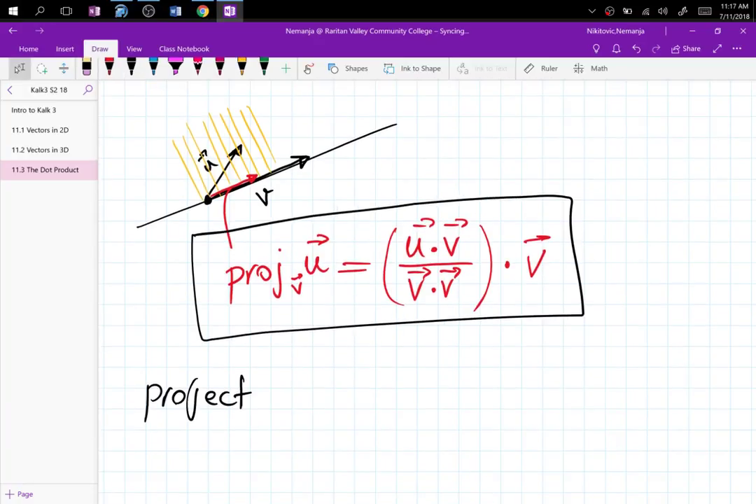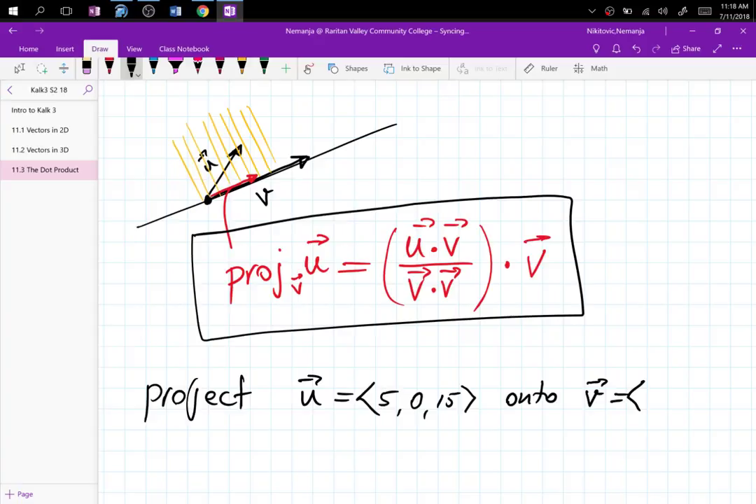So project vector u, 5, 0, 15, onto vector v, 0, 4, negative 2.